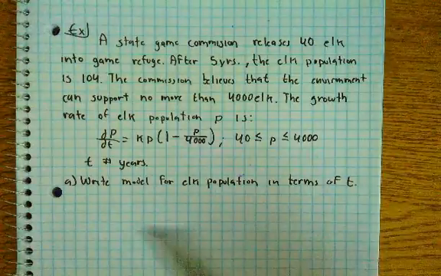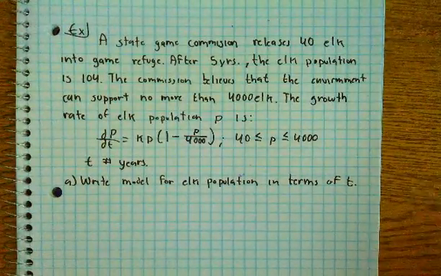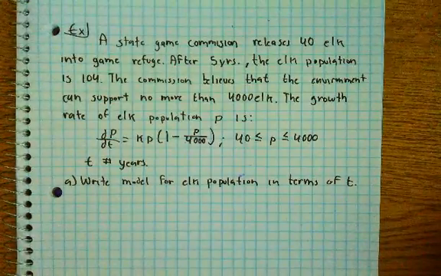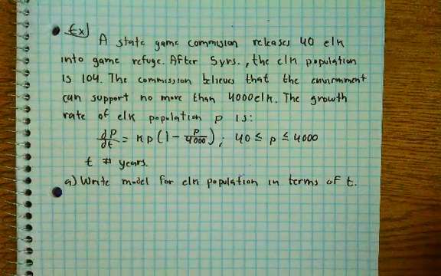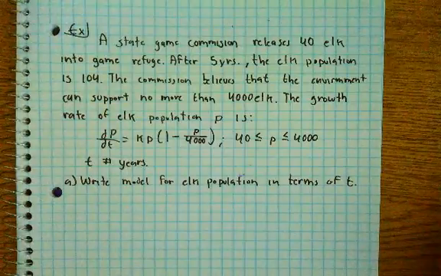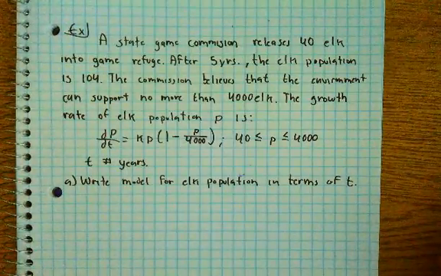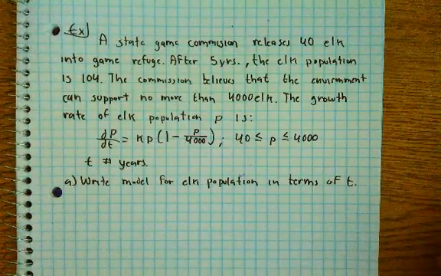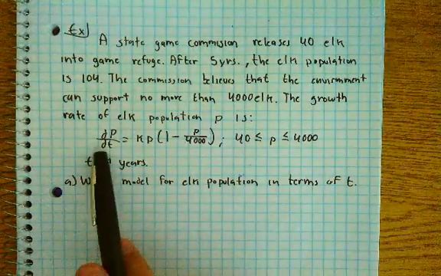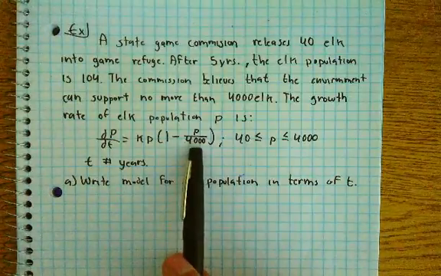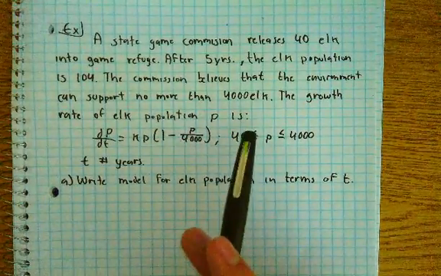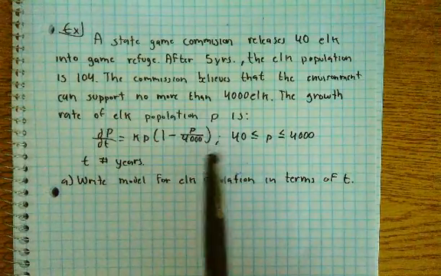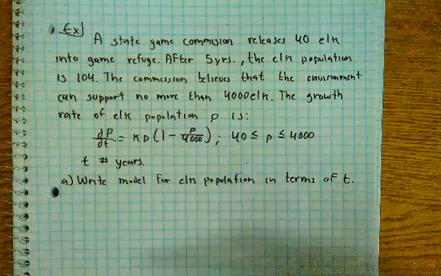So the first thing that I need to do is write a model for the elk population in terms of time. So in this case, time in years. Okay. So in other words, I'm coming up with an equation that would give me the population at any given time. All right. So any suggestions of what I can do? Well, I'm looking at the differential equation that was given to me. And I remember that in class, I provided you with this differential equation, but without plugging in numbers.